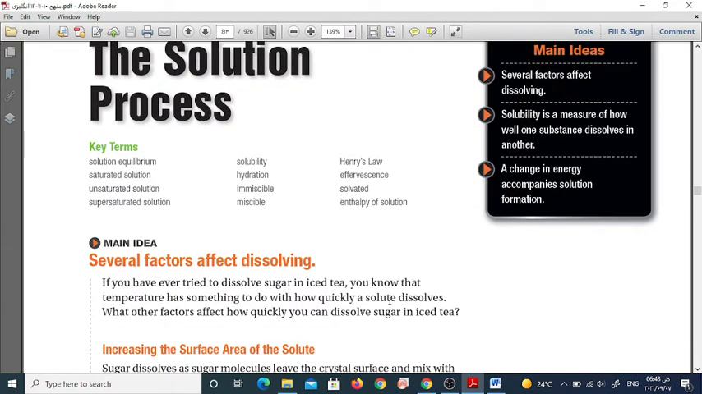In the second section, the solution processes, we have some terms here as well: solution equilibrium, saturated solution, unsaturated solution, and supersaturated solution. We will have other terms which are called solubility, hydration, immiscible, miscible, Henry's law, effervescence, solvated, enthalpy of solution. Some of the following terms are very important for you for the next chapters, and other terms are not so important. So we will just go through it.